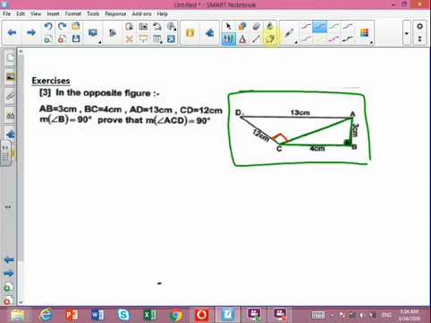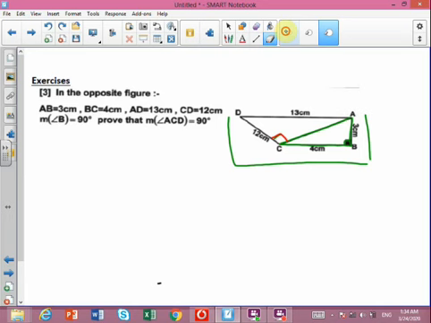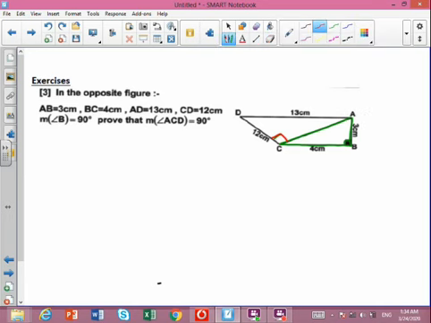Okay. To prove that there is an angle of 90, I must have the three sides. Right? Do I have the three sides? No. I have only AD and DC. So I must get what? I must get the length of AC. In order to prove that this triangle has an angle of 90, I must have all three sides. So AC is missing. What will you do?